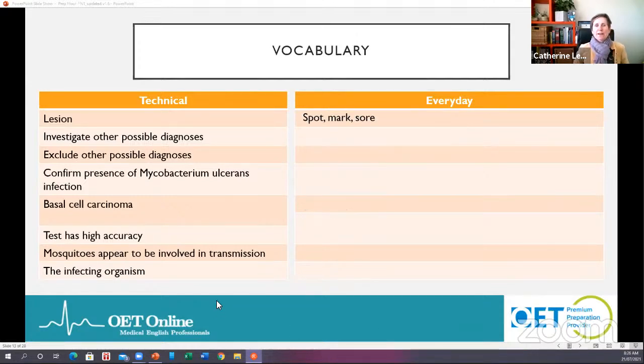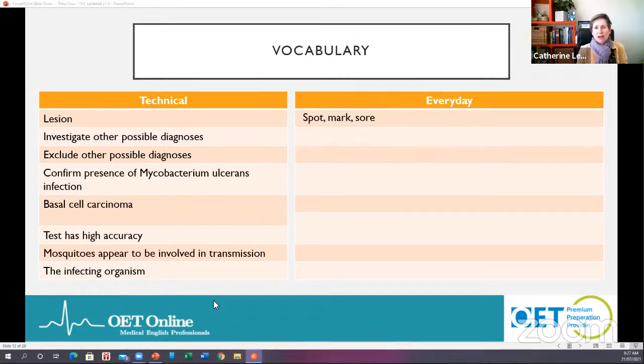I've already talked about the first one, a lesion. That's a technical one. These technical words are fine for your writing, for your formal letters. But if you're speaking with a patient, let's try and use some everyday words, because your patient will be more likely to understand what you're saying if you use words like a spot, a mark, a sore. We have many different words that mean the same thing in English.